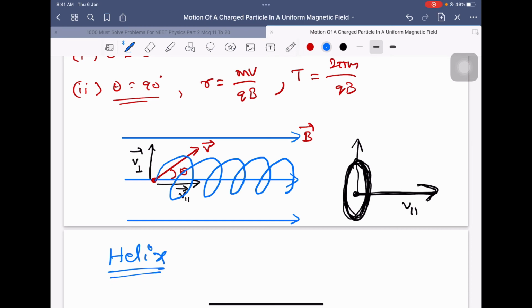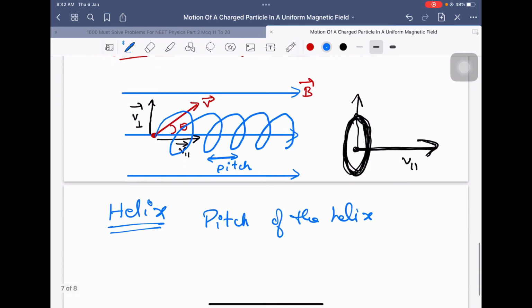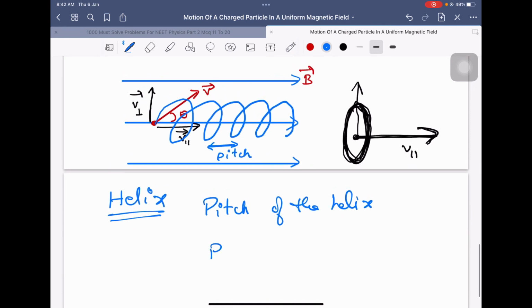Now we will calculate the horizontal distance traveled by the charged particle in a time equal to the time period. That horizontal distance we call the pitch of the helix. Therefore, I'll represent pitch as p, equal to the horizontal component of velocity, or parallel component of velocity of the charged particle, into the time taken t.